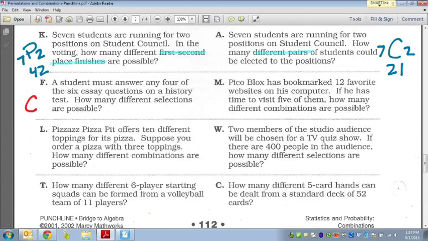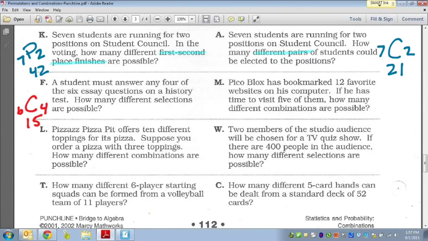So, combination, there are 6 essay questions. I have to choose 4 of them. So 6 combination 4 produces an answer of 15. So there's 15 different ways I can pick which questions I want.